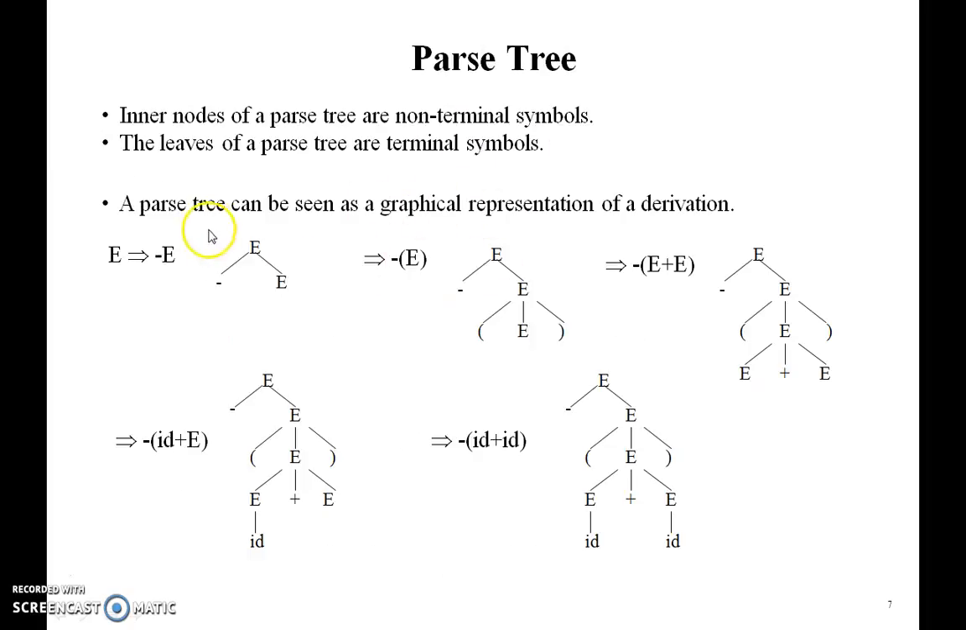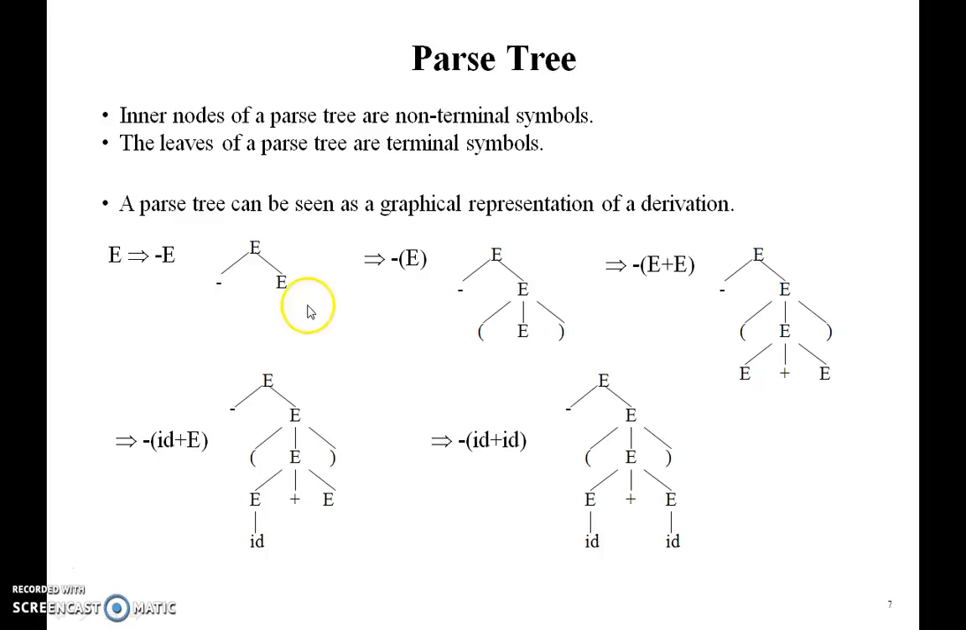So these are a few examples for constructing the parse tree. A parse tree is otherwise called a syntax tree. Parsing is the main algorithm which is used inside the syntax analyzer. Here we have a root node and leaf nodes. For this derivation, E derives minus E.